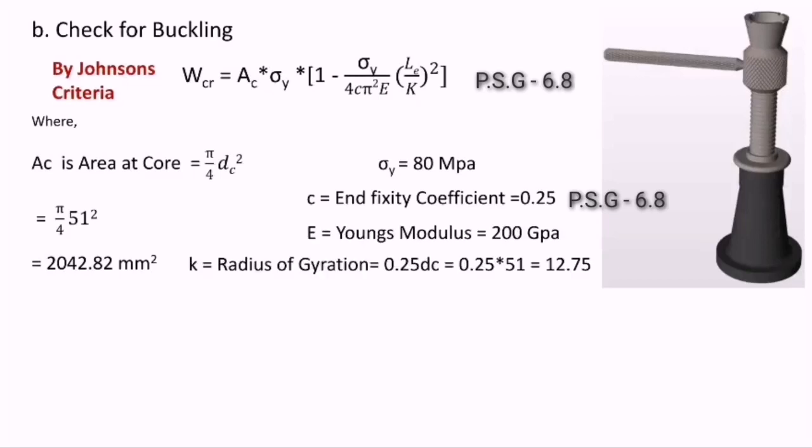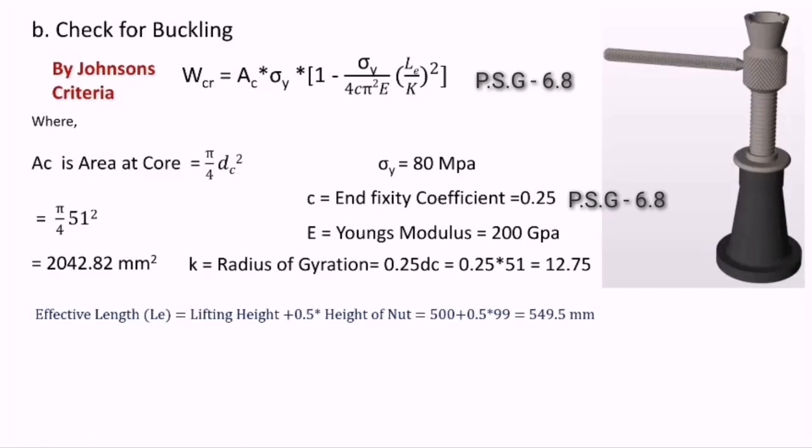E is the Young's modulus. For material steel we can take it as 2 into 10 raised to 5 Newton per mm square. K is the radius of gyration, that is 0.25 dc, it is the empirical relation. On solving this I will get the value of K as 12.75 mm. And LE is the effective length, which is given by the relation lifting height plus 0.5 into height of the nut. On solving this I will get answer as 549.5 mm.